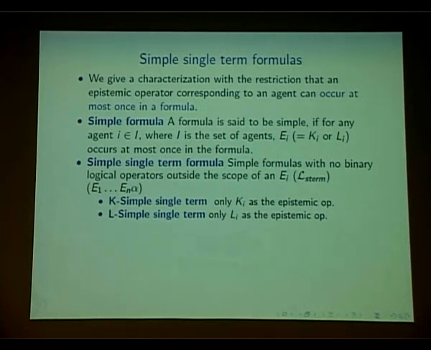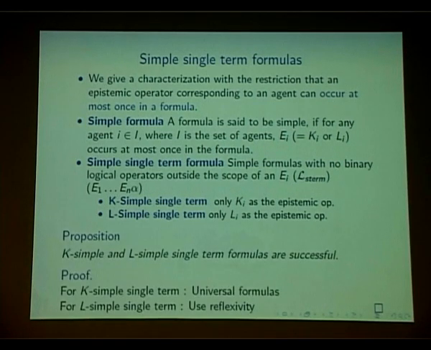Now, to make things even simpler, you can further classify them as K simple and L simple. For K simple, you have only Ki as the epistemic operators, and for L simple, you only have Li. And it's very easy to see that these K and L simple formulas will be successful. For K, it's very easy because by this characterization of universal formulas, they will be successful. And for L simple also, you can argue that they will be successful using reflexivity of the frame.